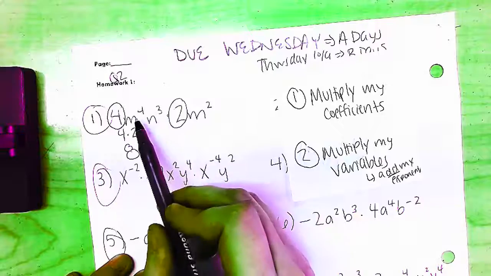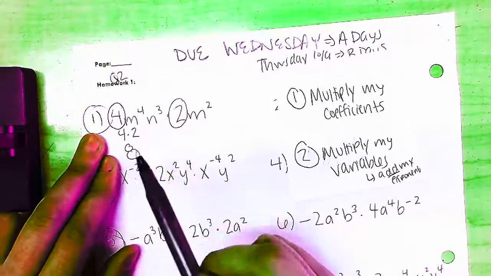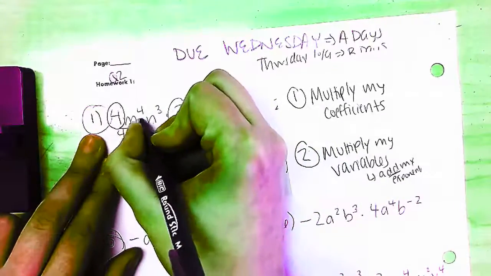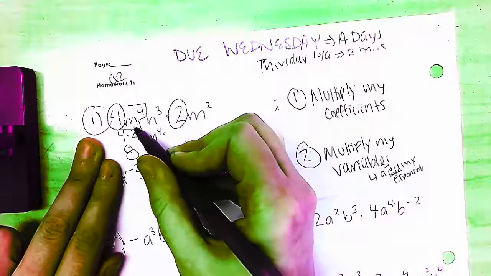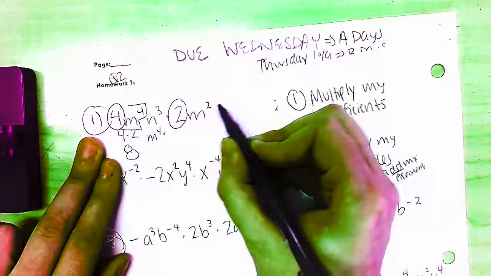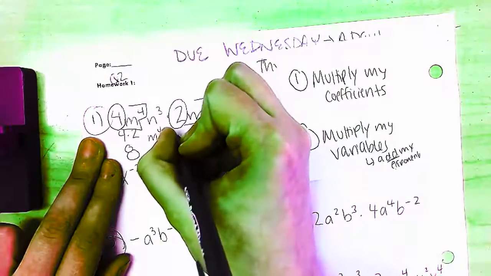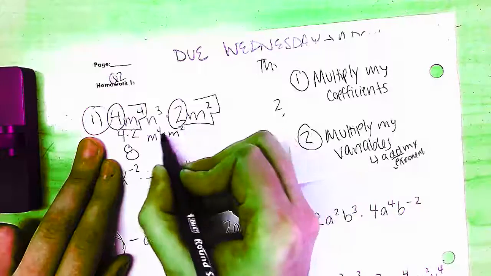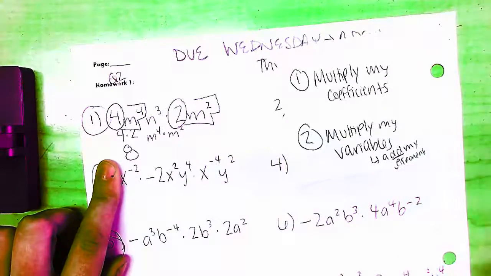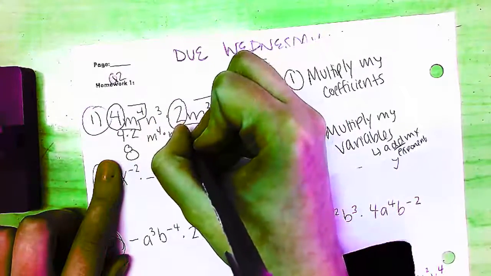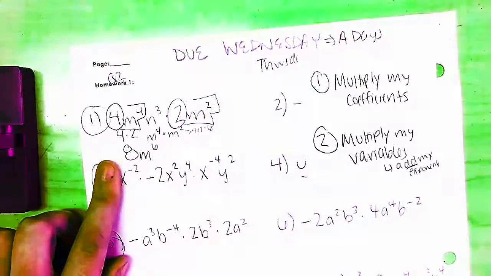Next, I'm going to look for my variables. I can only multiply them together if they have the same base. So I'm looking for an m. I see I have an m to the 4th times, this is an n, so they're not the same. I'm not going to multiply them, but I do have an m to the 2nd over here. So I'm going to do m to the 4th times m to the 2nd. When I'm multiplying my terms, I have to add my exponents. So 4 plus 2 equals 6. So I'm going to have 8m to the 6th.